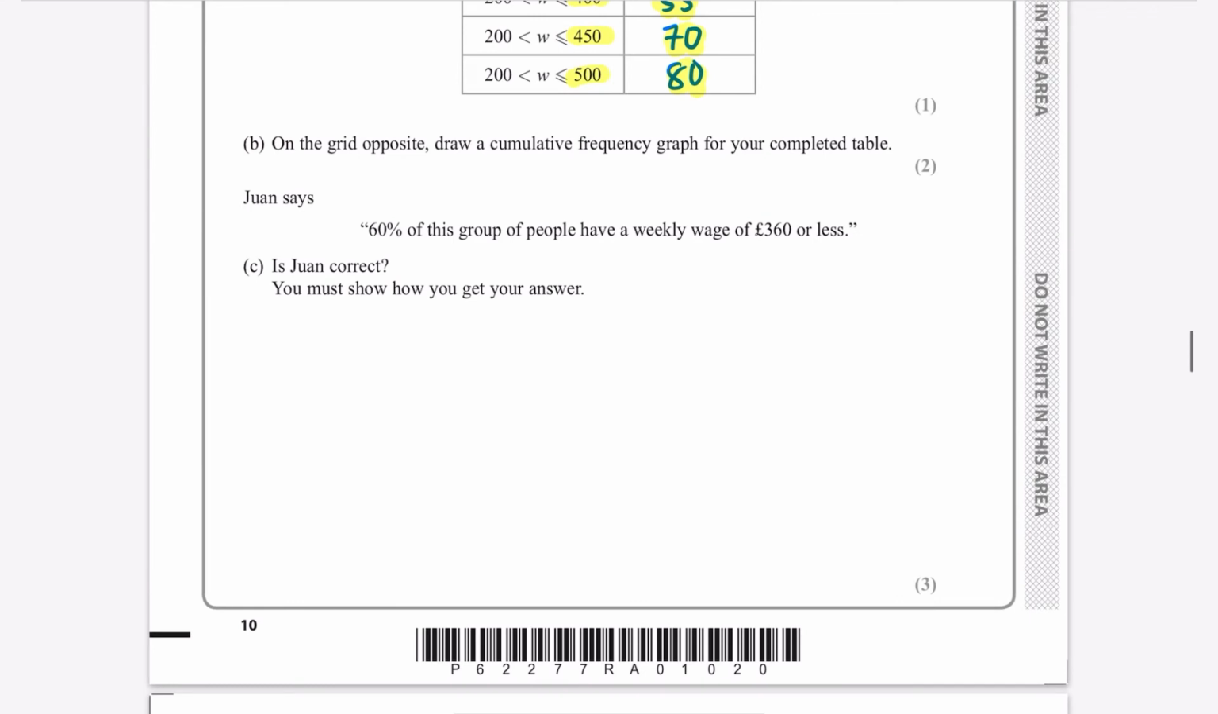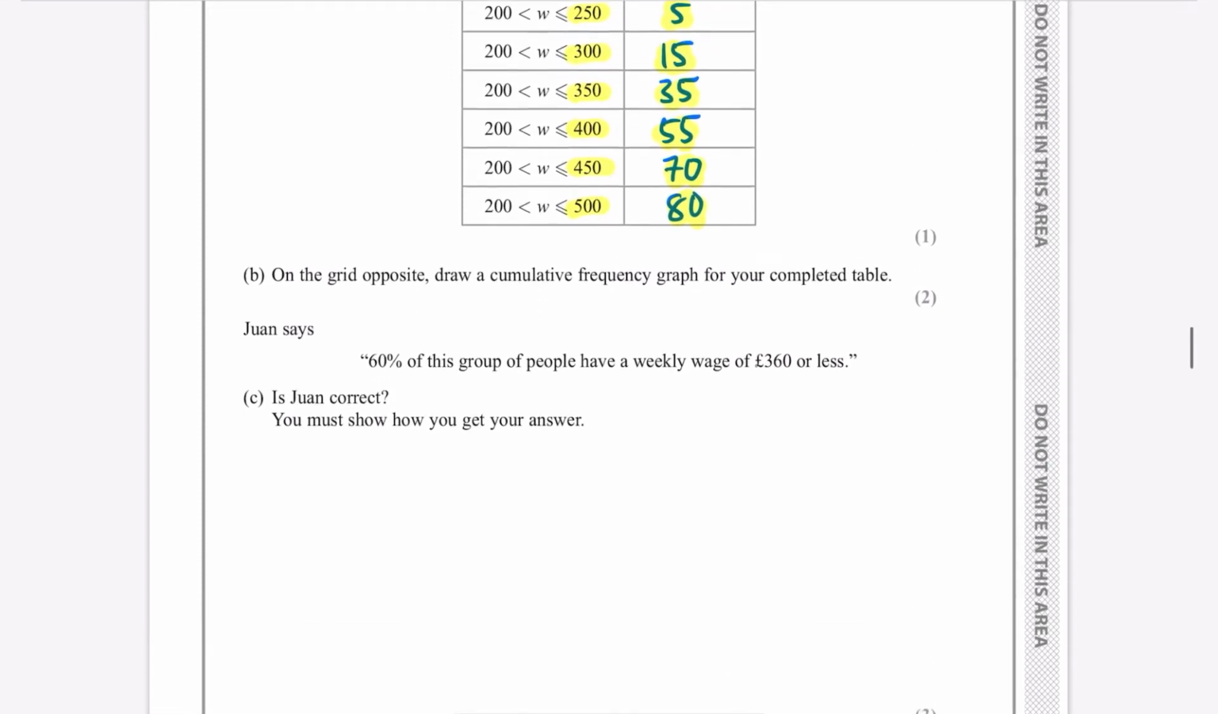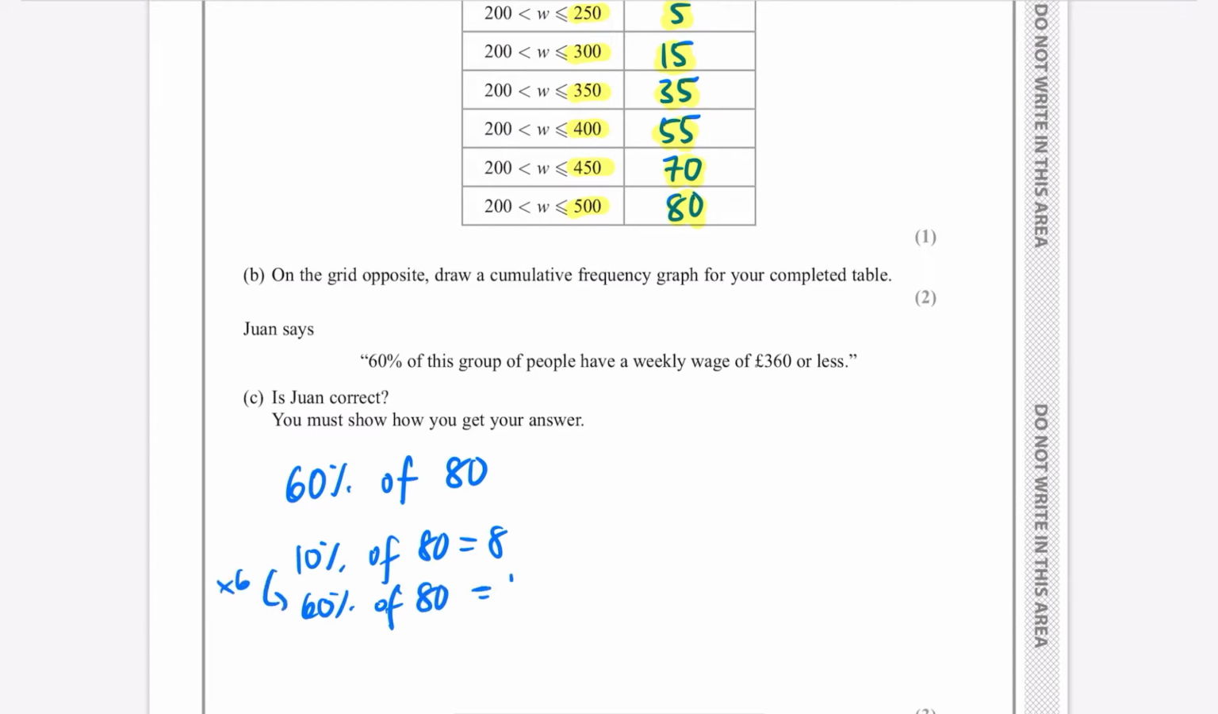It then says that Juan says 60% of this group of people have a weekly wage of £360 or less. Well, let's find out what 60% of this group is. So we're going to try and find out 60% of 80 people. Well, 10% of 80 is just going to be 8. So 60% of 80 is this being multiplied by 6. And 8 multiplied by 6 is 48. So Juan is saying that 48 people of this group have a weekly wage of £360 or less.